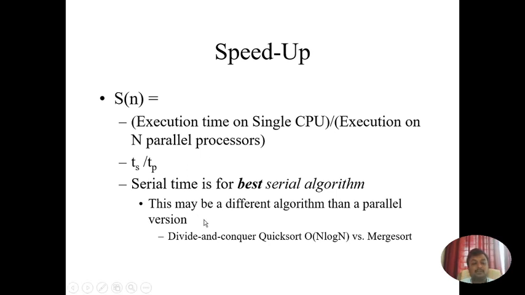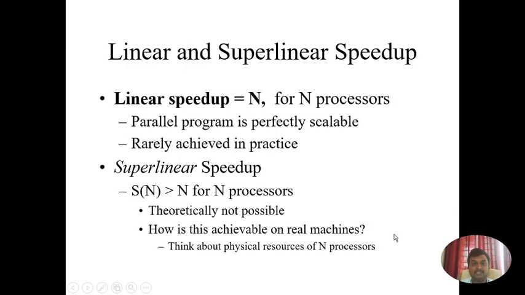Algorithms also play a role. He is going for a sorting algorithm. So quick sort takes n log n computations with respect to the data set size, and the other one is merge sort. Linear speed up in whatever the big O notation, we are stating n processor parallel programming.